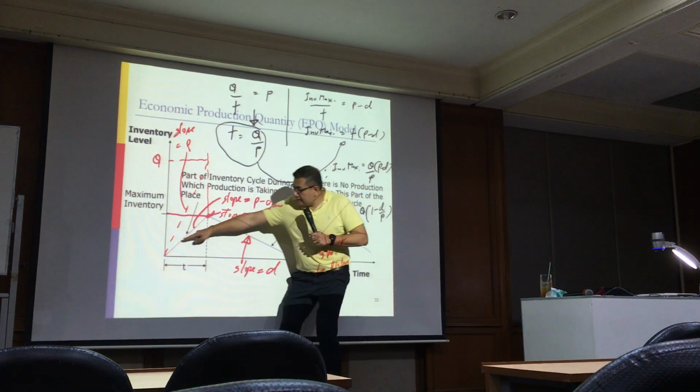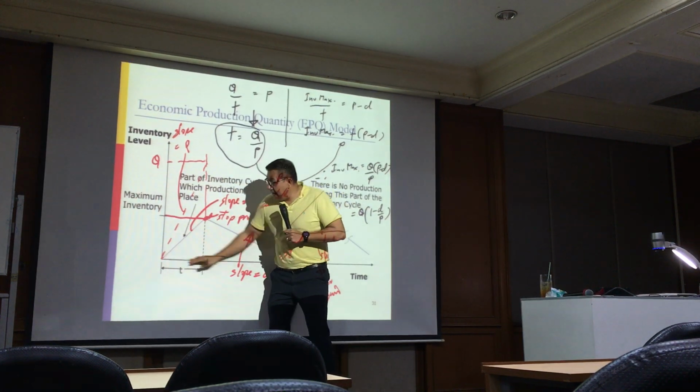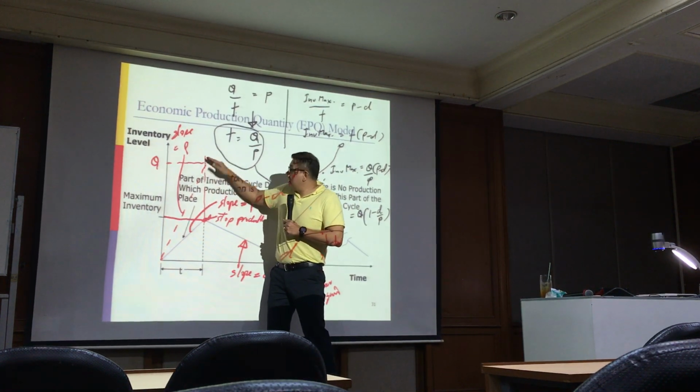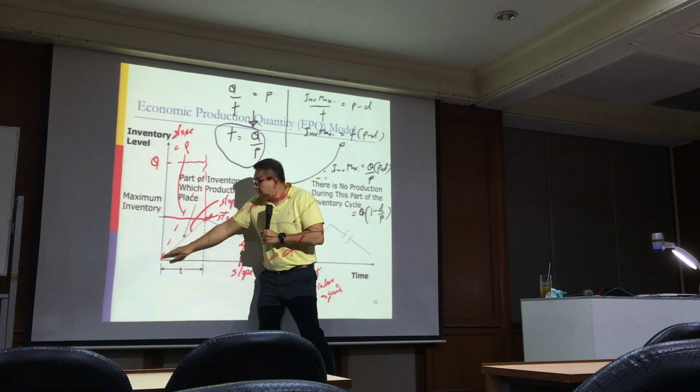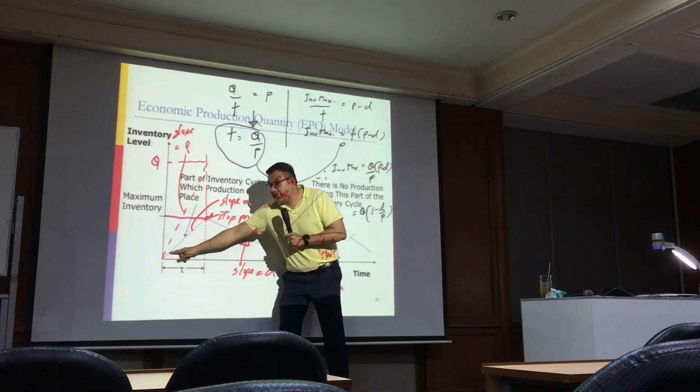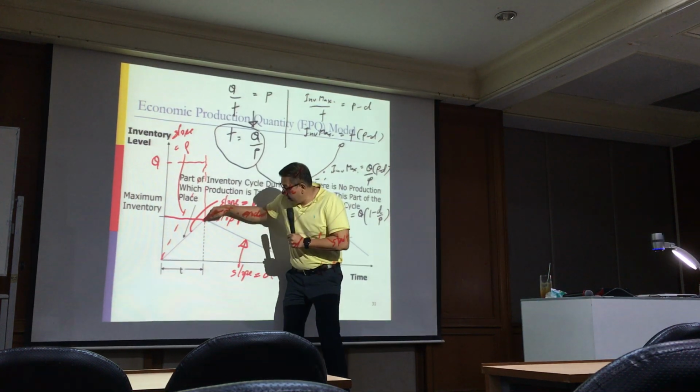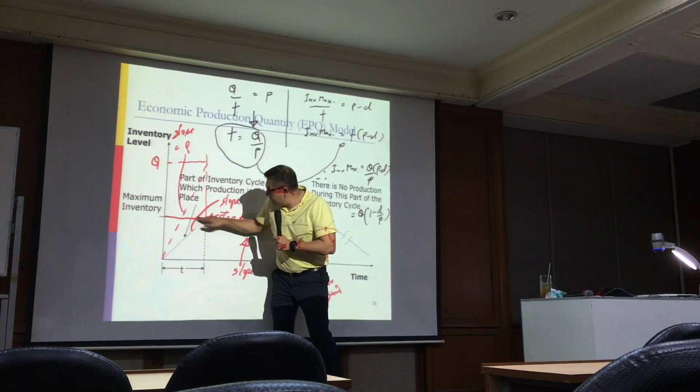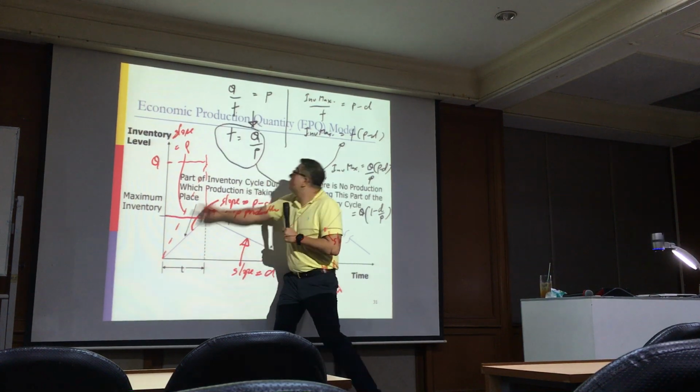Slope P, this one. Slope is Y over X, so Y slope is Q over T, we have slope P. For this slope, it is P minus D, right? We're using Y over X, where Y is inventory maximum over T.